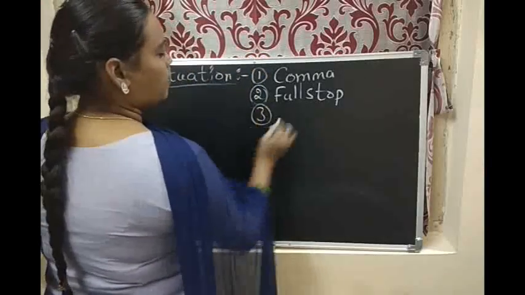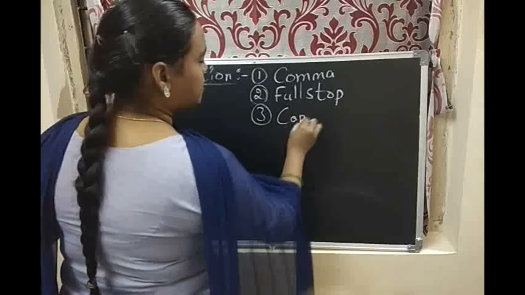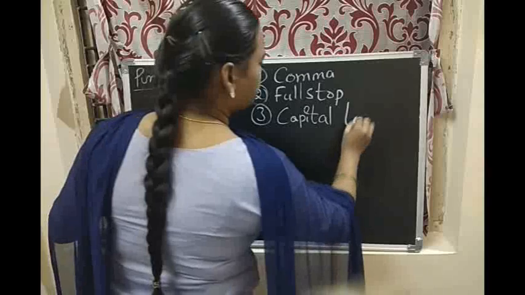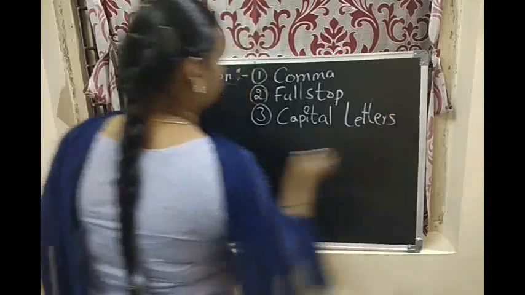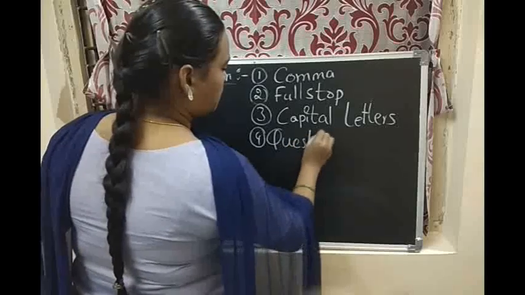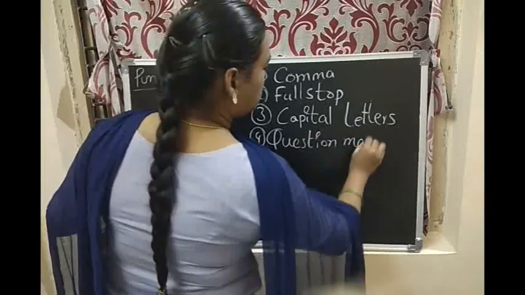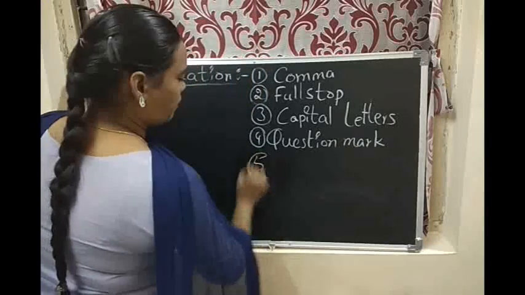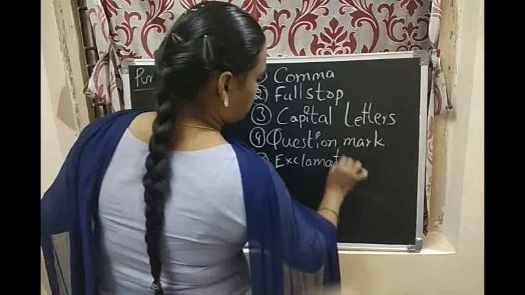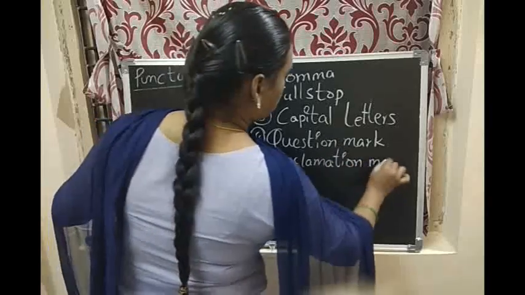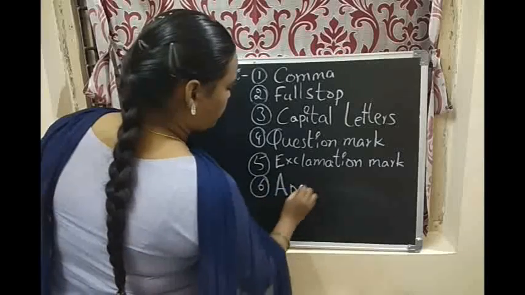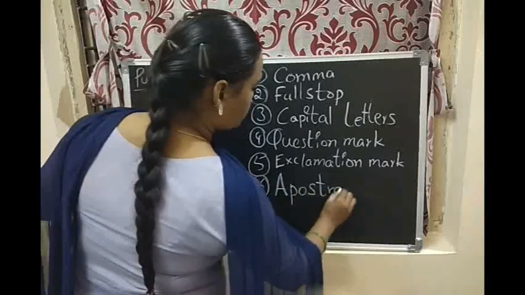Full stop and capital letters. This is also punctuation only. Capital letters. Question mark. Exclamation mark, and sixth one is apostrophe. Apostrophe.